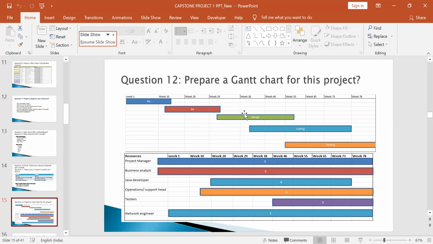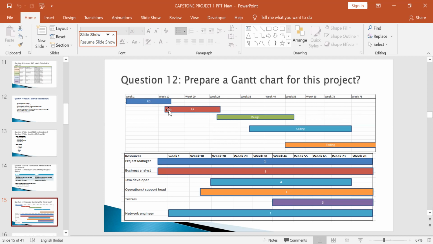Basically, whatever work you are presenting in a project, for your waterfall project, you break it down across the weeks. See, this is a waterfall project, right? The requirement gathering: we have an 18 month time frame. We have weeks like week 1, 10, 20, 29, 38, 46, 55, 65, 73, 78. Okay, we have 78 weeks. After that, RG is the requirement gathering.